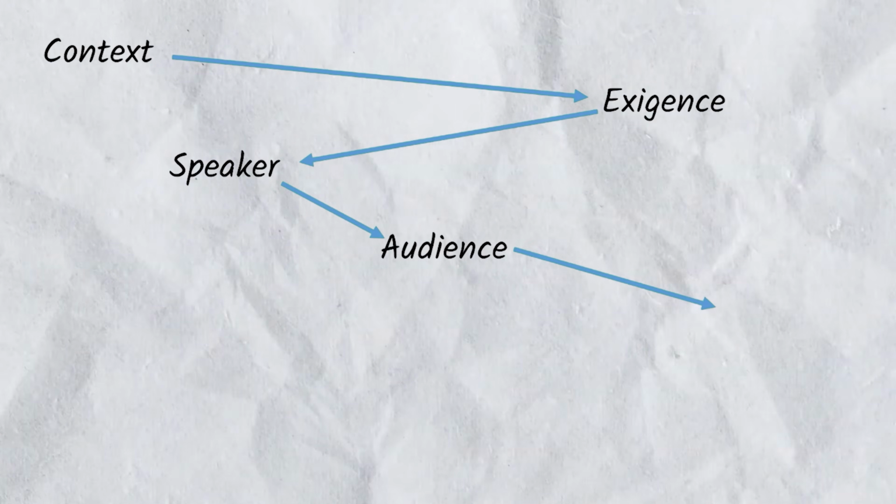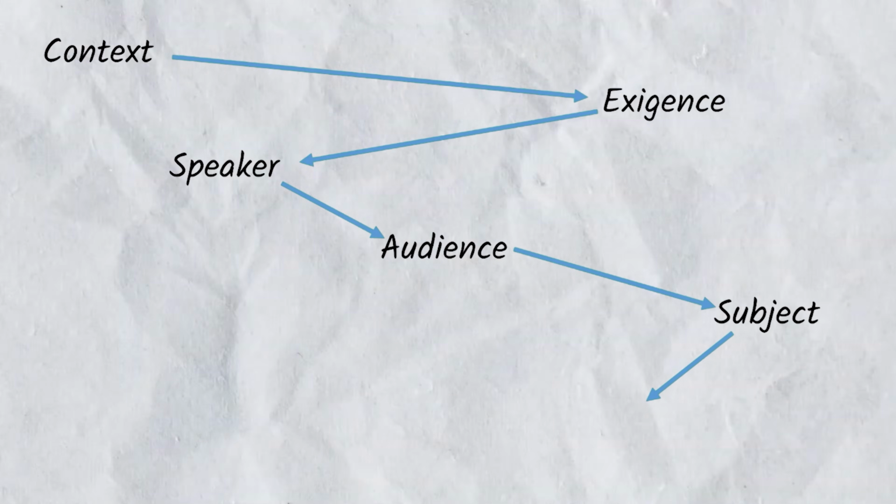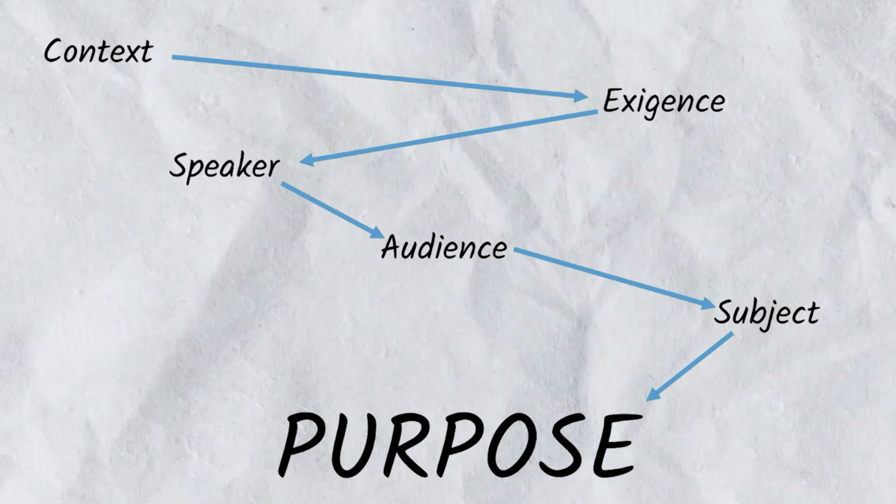In essence, here is the basic flowchart of the rhetorical situation. In the midst of historical context, an exigence arises and prompts a speaker to address an audience about a subject. Once the audience understands the message about the subject, the audience should then do something. And once done, the speaker will have achieved his or her purpose.